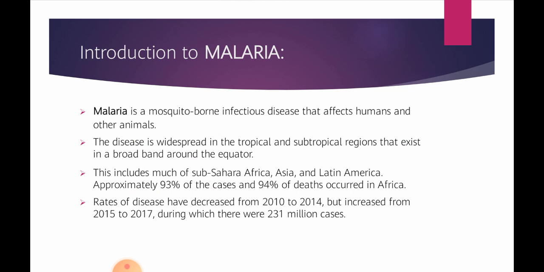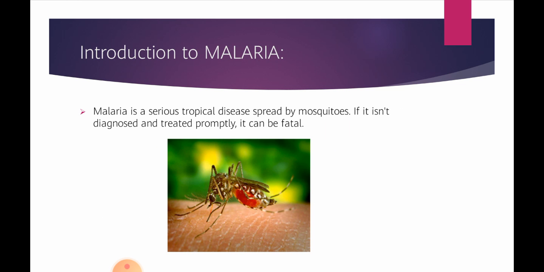What is malaria? Malaria is a mosquito-borne infectious disease that affects humans and other animals. The disease is widespread in the tropical and subtropical regions that exist in a broad band around the equator. This includes much of sub-Saharan Africa, Asia, and Latin America. Approximately 93% of the cases and 94% of deaths occurred in Africa. Rates of disease decreased from 2010 to 2014 but increased from 2015 to 2017, during which there were 231 million cases. Malaria is a serious tropical disease spread by mosquitoes. If it isn't diagnosed and treated, it can be fatal.